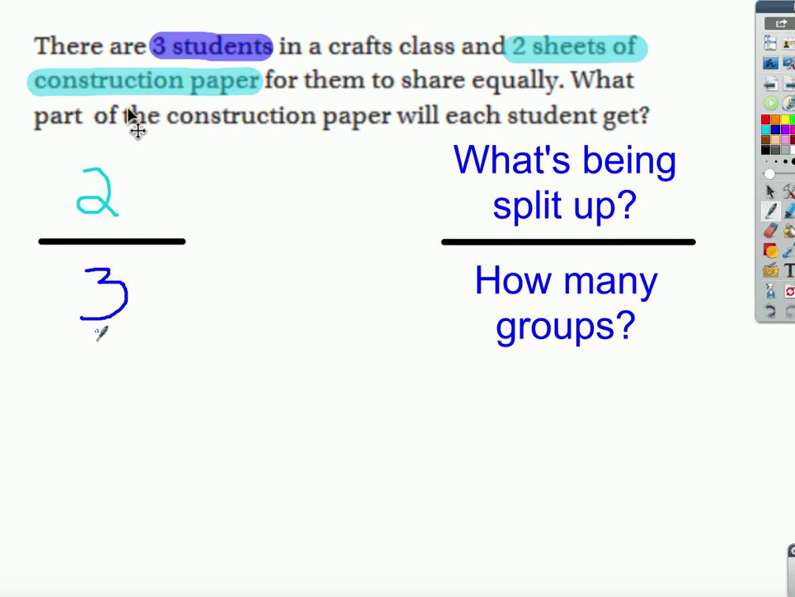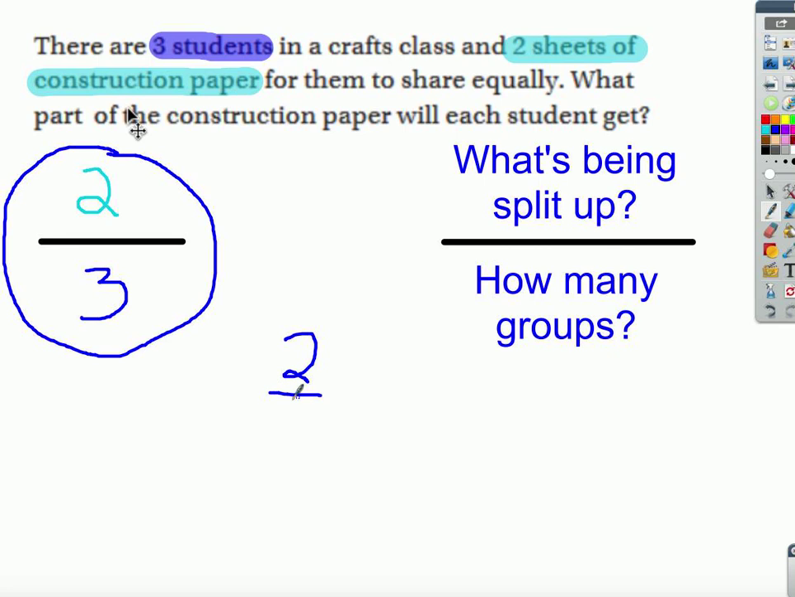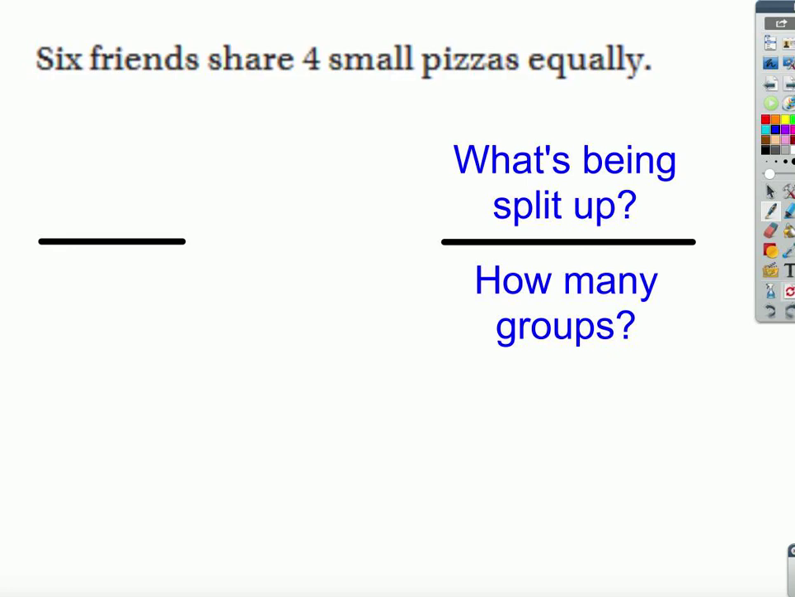Now this time it is not an improper fraction, which means the bigger number's on the bottom. So we have 2 divided by 3. Well, a lot of kids will say, I don't know what 2 divided by 3 is, but actually the answer's staring right at you. 2 divided by 3 is 2/3. So we reduce that. 2/3 is already reduced, so that means everybody gets 2/3 of a sheet of construction paper. 2 divided by 3 is 2/3. Okay, let's try another one.